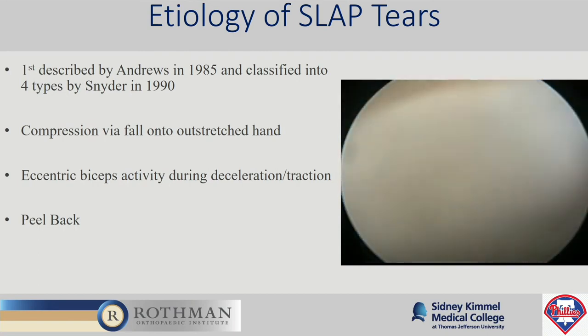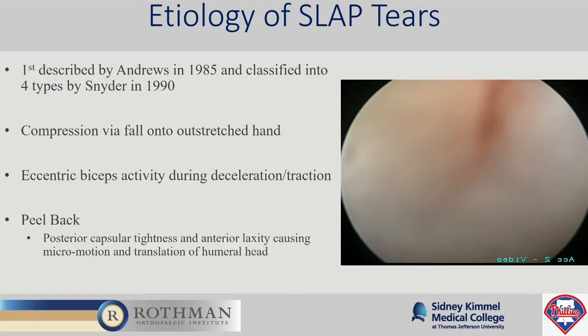The other way is, and what you're seeing here in this video, is a peel back lesion. So as the shoulder is not functioning properly, as Dr. Sagaya mentioned, as there is micro motion and things begin to translate because posterior capsular structures are tight, anterior structures are lax, actually the humeral head starts to ride up and can actually start to lift the labrum off of where it attaches to the glenoid. And so it's one of these two etiologies that usually cause the majority of our slap tears in our throwers.